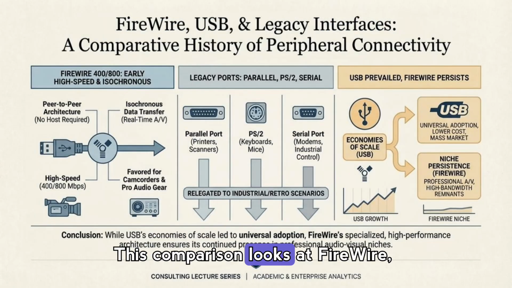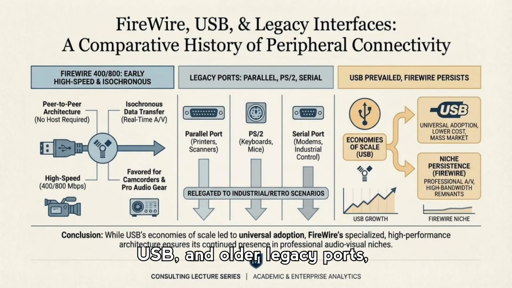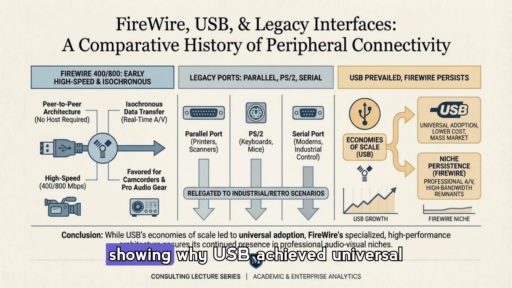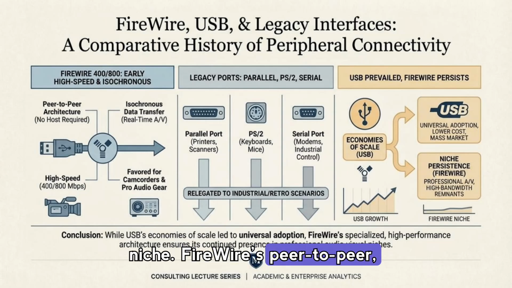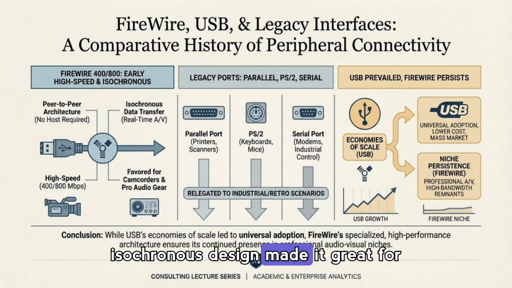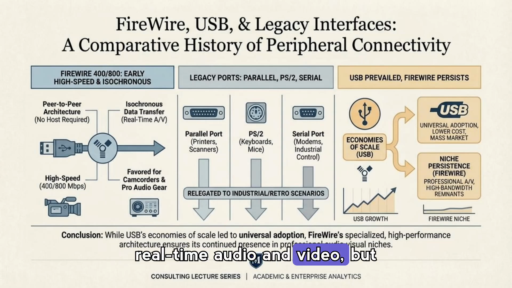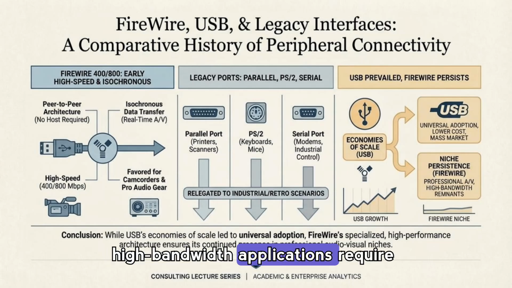This comparison looks at FireWire, USB, and older legacy ports, showing why USB achieved universal adoption while FireWire retained a niche. FireWire's peer-to-peer, isochronous design made it great for real-time audio and video, but USB's economies of scale drove mass-market growth. The diagram emphasizes that specialized, high-performance interfaces persist where professional AV and high-bandwidth applications require them.